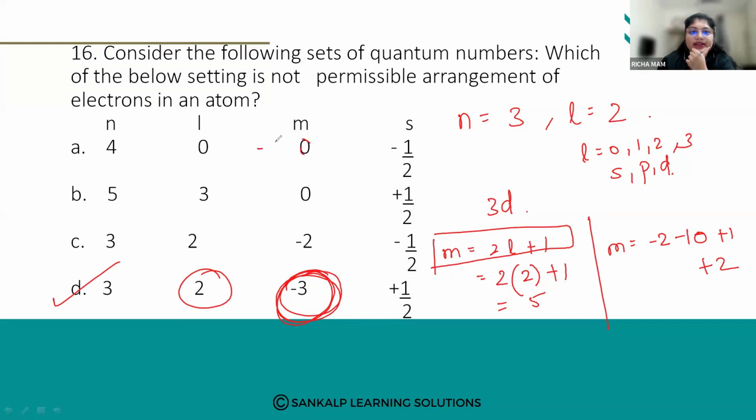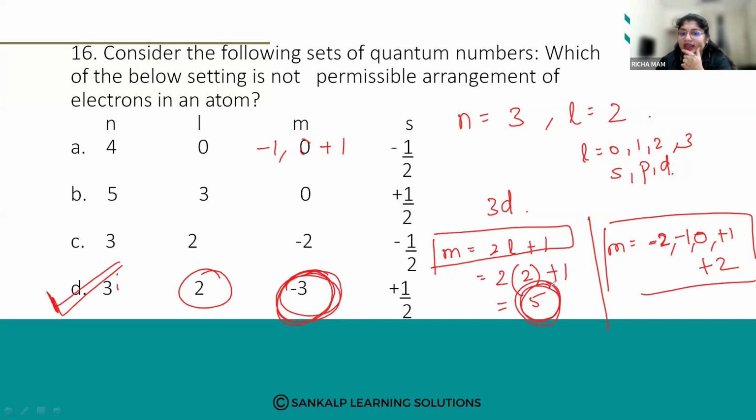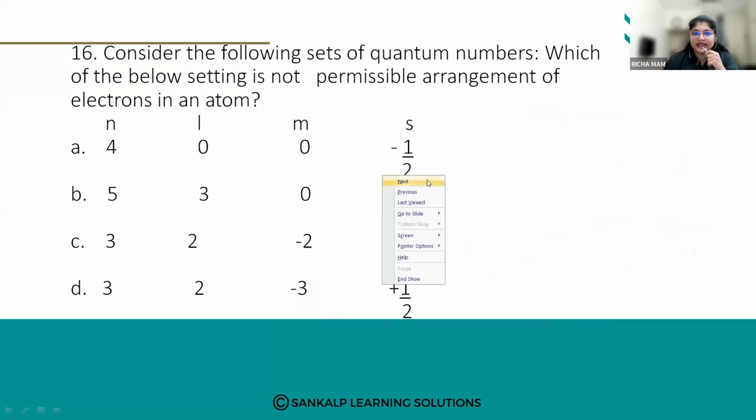It is -1, 0, and +1. Okay. So same way with this, like this one only. We are going to use the formula 2L plus 1. So by using this, option number D is incorrect. It is not possible because the M values are in between -2, -1, 0, +1, and +2. So these are the possible 5 M values. But this is -3. So option number D is the set which is not possible for the given electron in an atom. So option number D is incorrect.